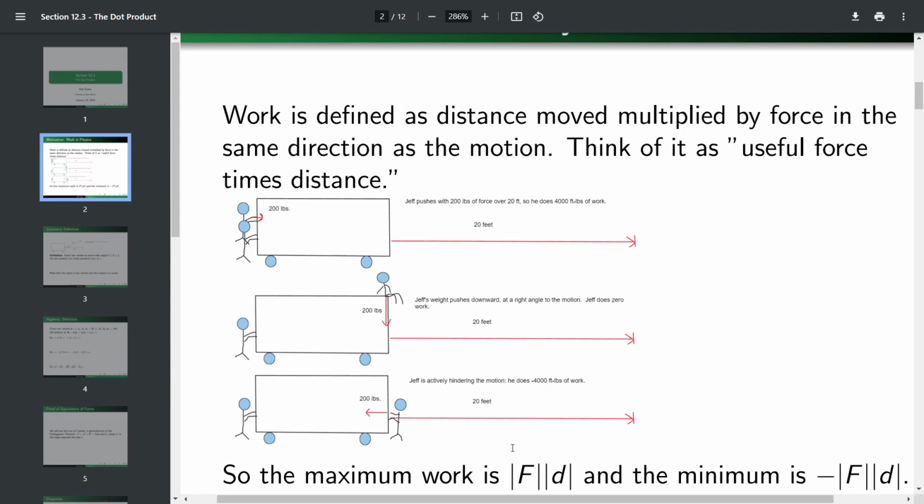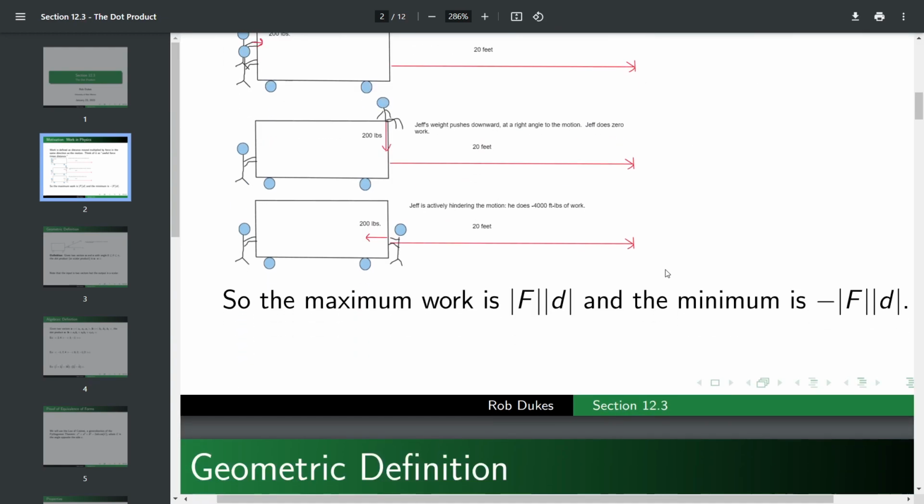So the maximum work you could do is the magnitude of the force times the magnitude of the distance, and the minimum would be the negative of that. The most he got was pushing with the cart, the least was pushing against it. What if he pushed it at some other angle? That's where the dot product comes in.